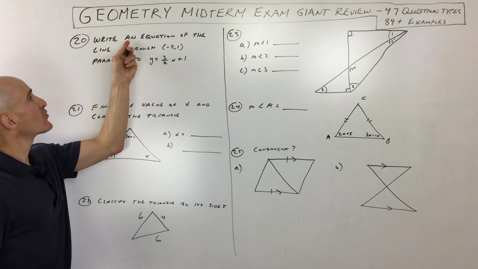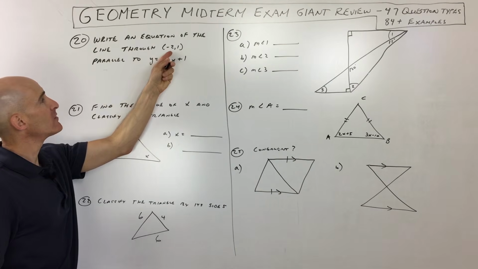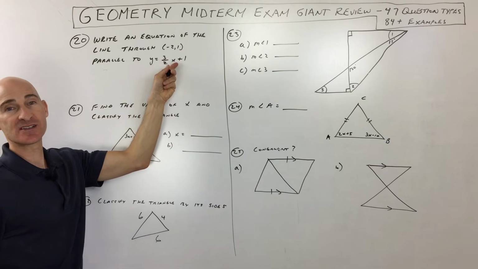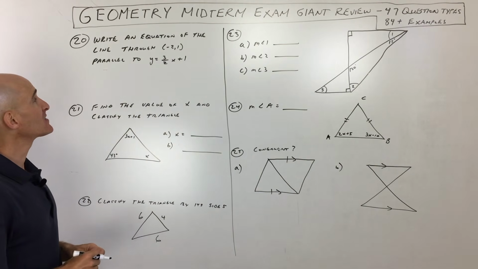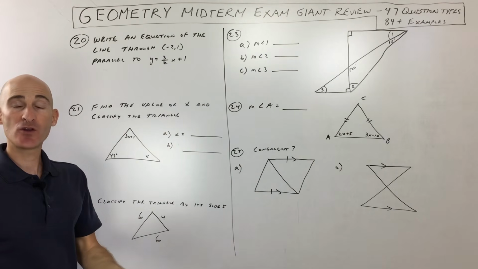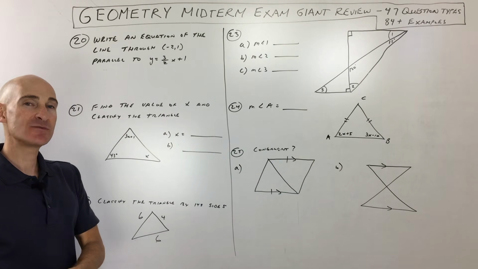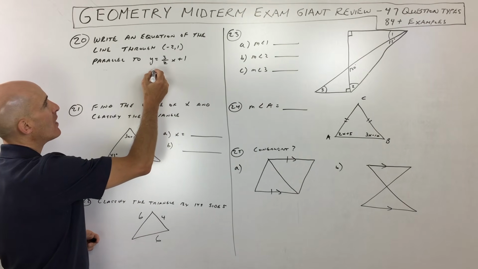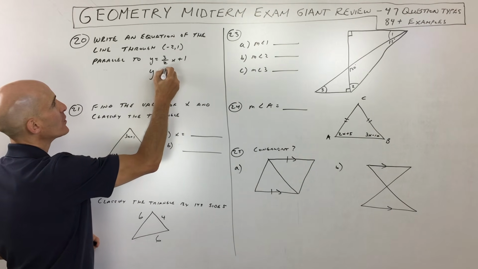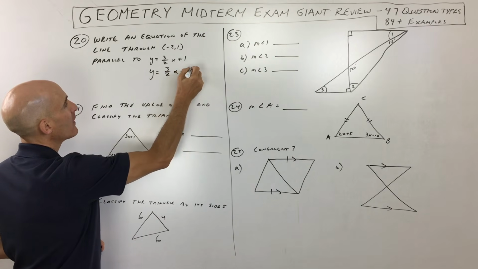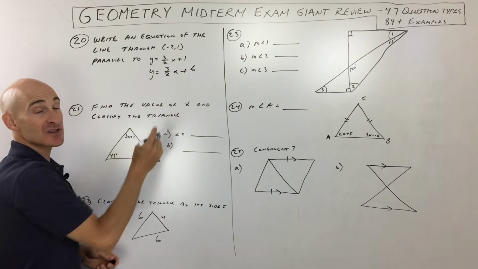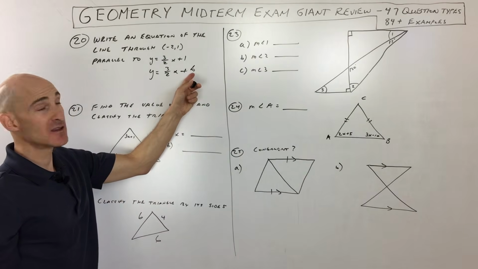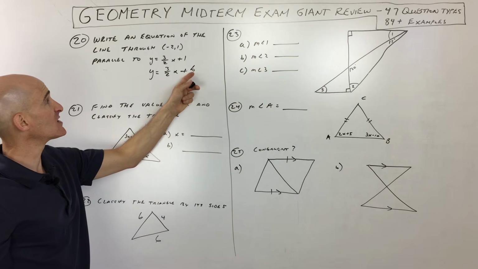So number 20 says, write an equation of the line through this point and parallel to this line. So what they're asking us here is, do we know how to write the equation of a line? Do we know what it means for lines to be parallel? And remember, when you have parallel lines, we know that they have the same slope, but they don't necessarily have the same y-intercept. So I'm just making the y-intercept here, the b value, just as b.